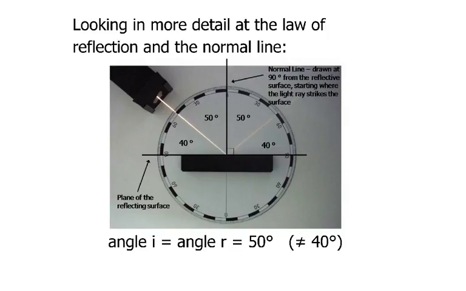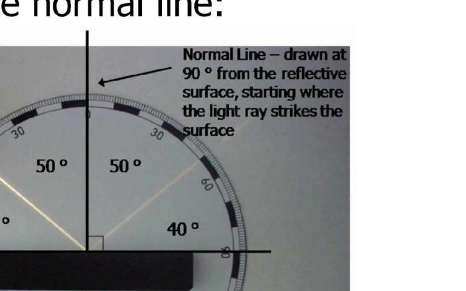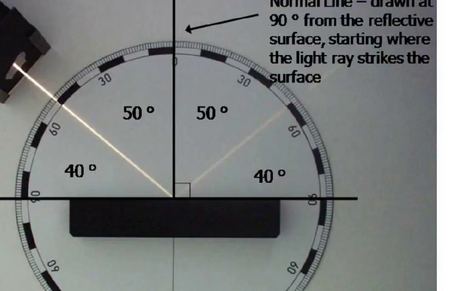Okay, so looking in more detail at the law of reflection and the normal line. If we zoom in here, here's the normal line. It's drawn at 90 degrees from the reflective surface, starting where the light ray strikes the surface. That's kind of important also. You have to draw your normal line at the point where the reflection occurs, right there. Now if we do that and we look at our protractor, we see that this is a 50-degree angle, and here, that's a 40-degree angle.